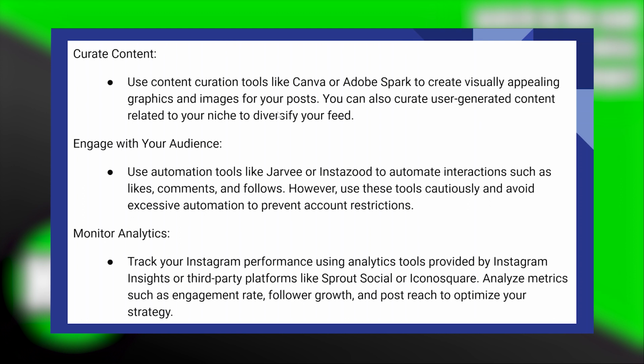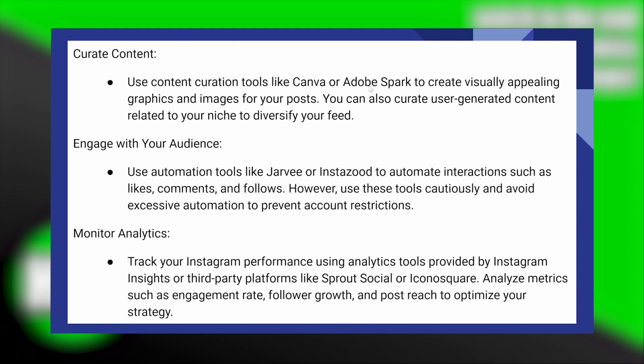Use automation tools like Jarvee or InstaZoot to automate interactions such as likes, comments, and follows. However, use these tools cautiously and avoid excessive automation to prevent account restrictions.